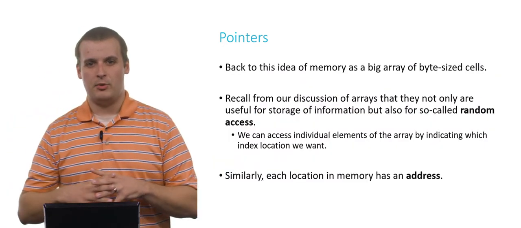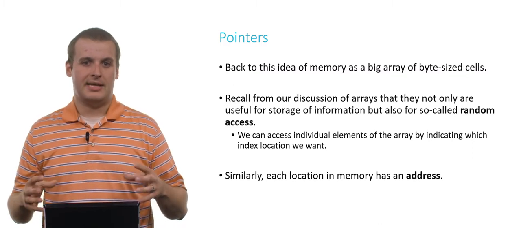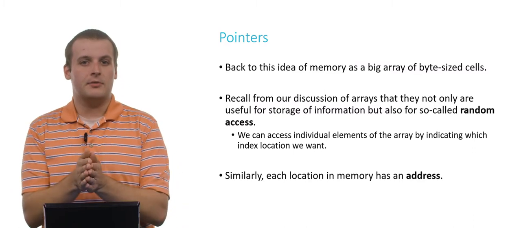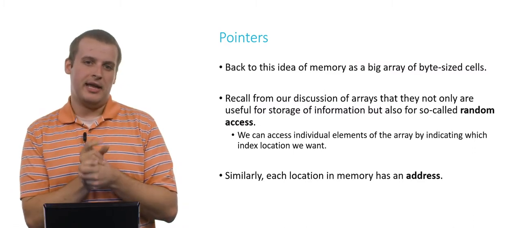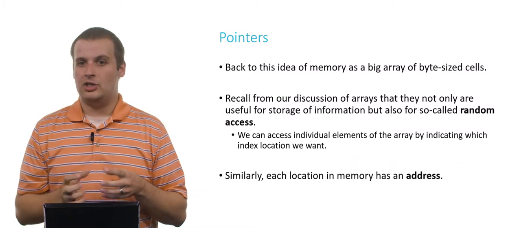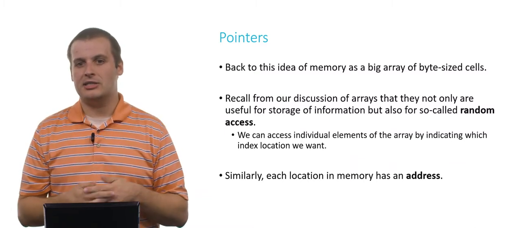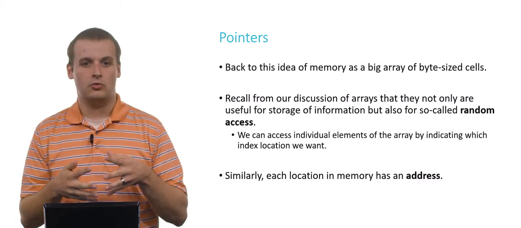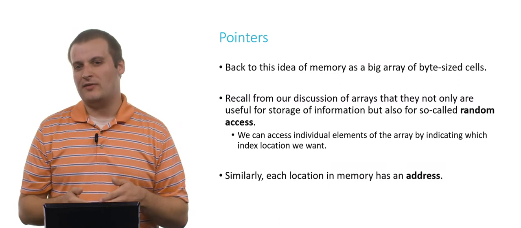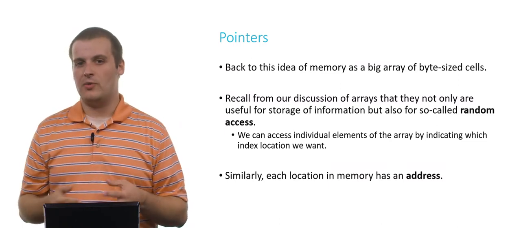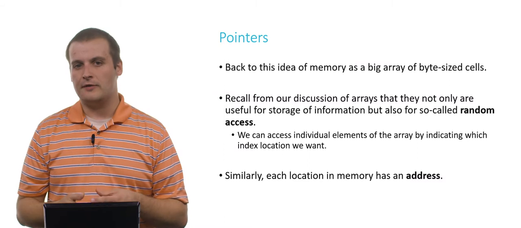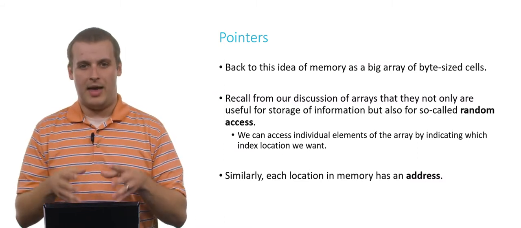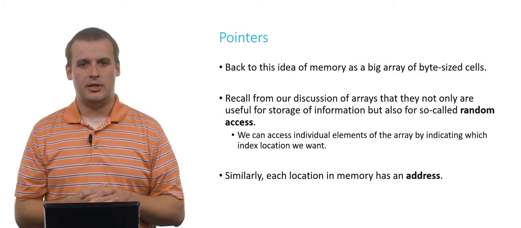So back to this idea of memory as a big array of bite-sized cells. That's really all it is. It's just a huge array of cells, just like any other array that you're familiar with in C, except every element is 1 byte wide. And just like an array, every element has an address. Every element of an array has an index, and we can use that index to do so-called random access on the array. We don't have to start at the beginning of the array and iterate through every single element to find what we're looking for. We can just say, I want to get to the 15th element or the 100th element. And you can just pass in that number and get the value you're looking for.